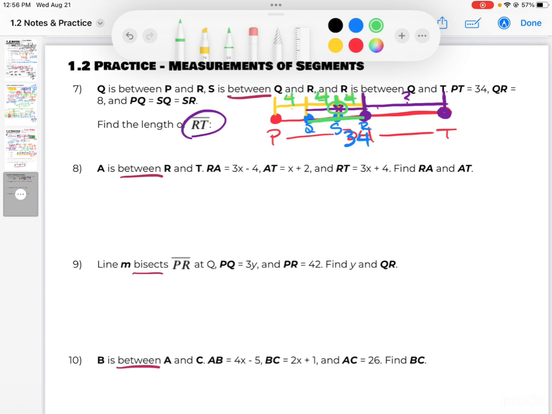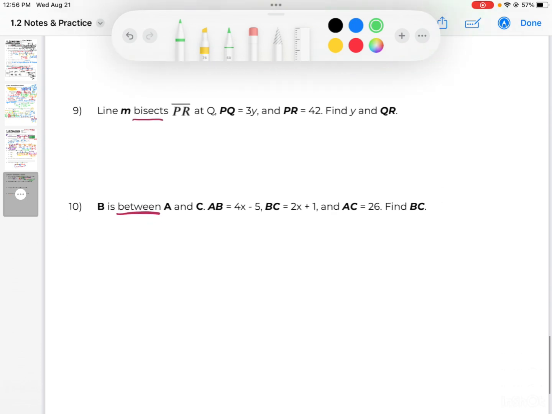So I've got these 3 sections that equal 4, and then I've got this unknown section. So the whole entire segment is 34, and these 3 are each 4. So if I take away 3 times 4, that leaves me with 22. That means that R to T, segment RT, must be 22 units.